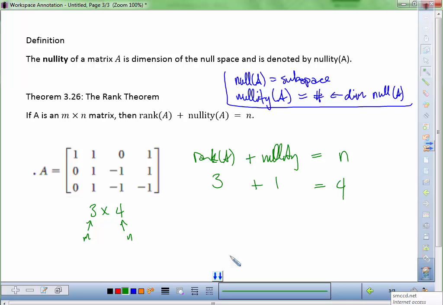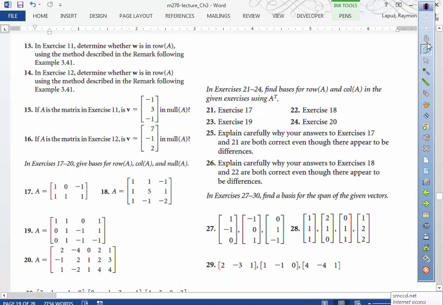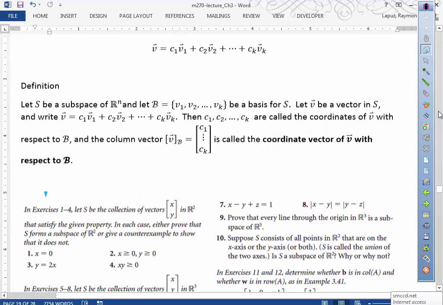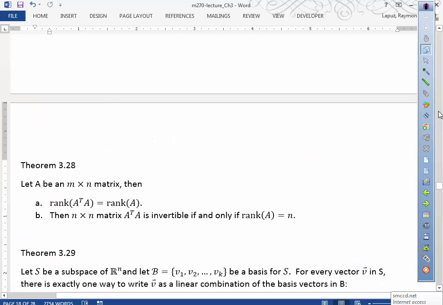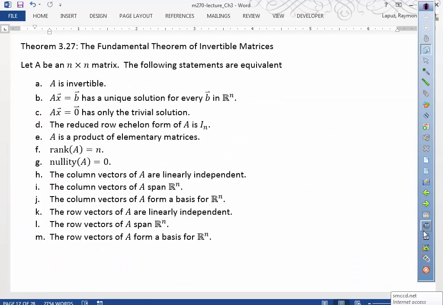Okay, questions? Can we go over the fundamentals of invertible? Okay, well, I don't know what you mean by going over it, but I'll put it in my notes, but I won't talk much about it.